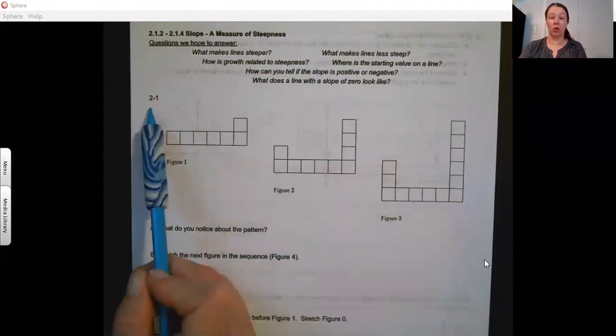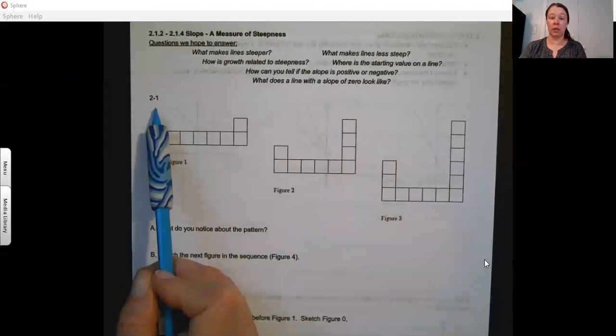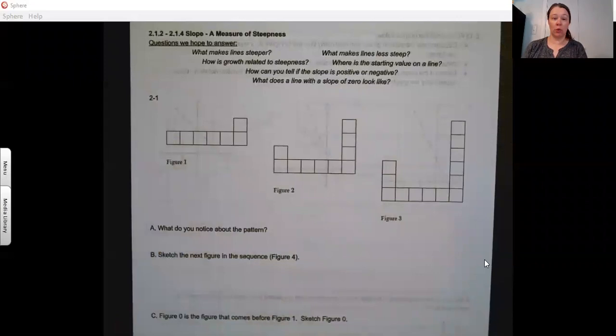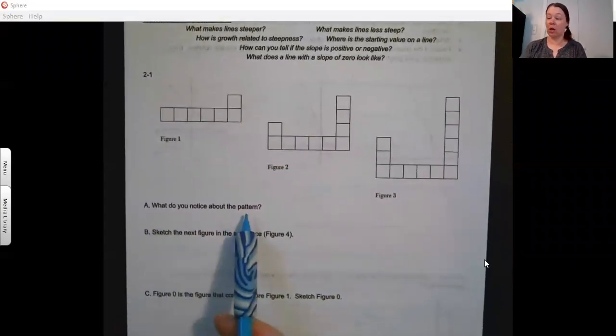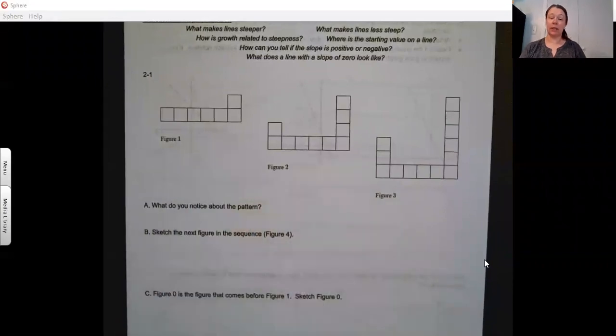We're going to start with 2-1. This actually comes from the first section that we had talked about, so we're just going to go through this as a refresher. First, what do you notice about the pattern? There are lots of different ways to see this pattern.